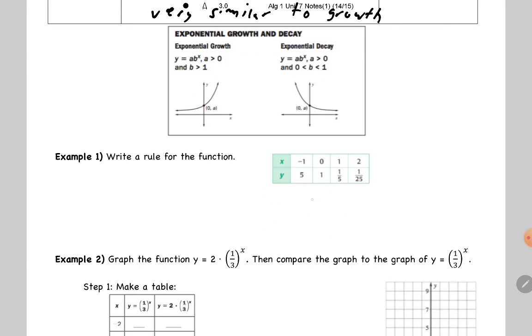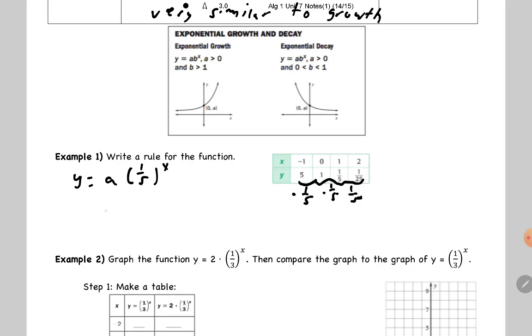So, 1/5. If I'm going right to left, it looks like everything's being multiplied by 5, but that means going left to right we're dividing by 5, or we're multiplying by 1/5, by 1/5, by 1/5. So that's our pattern. So we have y equals a times 1/5 to the x.